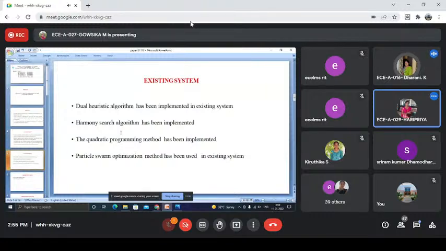Next is the existing system. These are the existing systems that have been used. First of all, the dual heuristic algorithm. It is also known as a dual genetic algorithm. Here there are three methods: first of all, the selection, crossover, and the mutation.